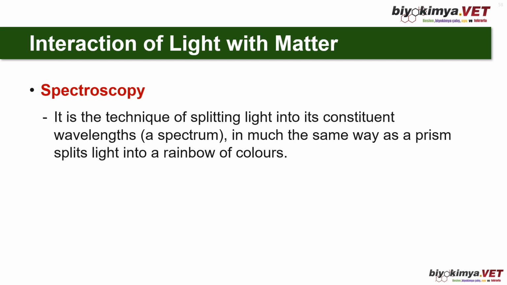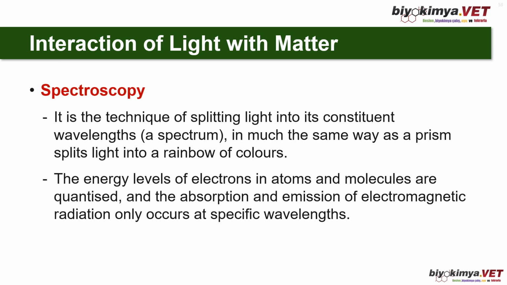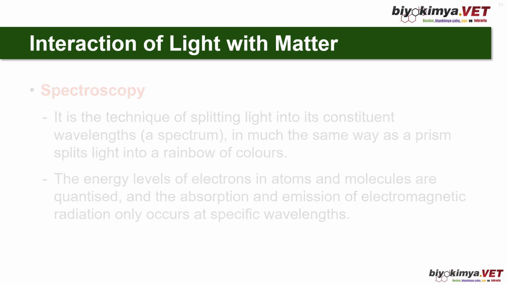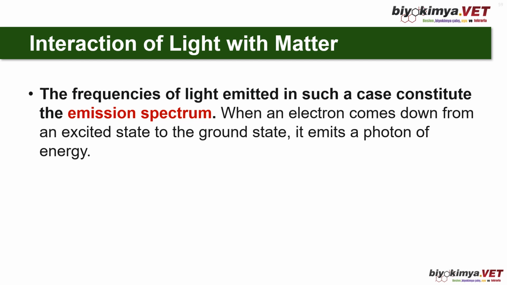Spectroscopy is a technique of splitting light into its constituent wavelengths, the spectrum, in much the same way as a prism splits light into a rainbow of colors. In general, a spectrum is more than a simple rainbow of colors. The energy levels of electrons in atoms and molecules are quantized, and the absorption and emission of electromagnetic radiation only occur at specific wavelengths. The frequencies of light emitted in such a case constitute the emission spectrum. When an electron comes down from an excited state to the ground state, it emits a photon of energy, and each photon has a specific wavelength, denoted by the Greek letter lambda.